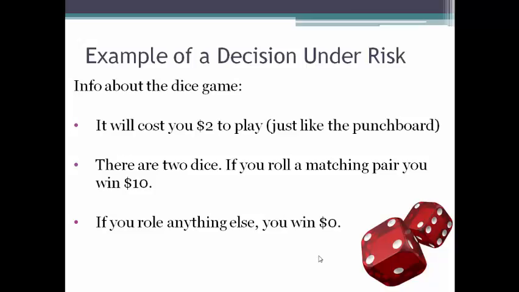Then this is the info we have about the dice game. It will also cost you $2 to play, just like the punch board. So what you're putting out there, what's at stake, is the same in both cases, $2. There are 2 dice in the game, and if you roll a matching pair, you win $10. If you roll anything other than a matching pair, you win nothing.